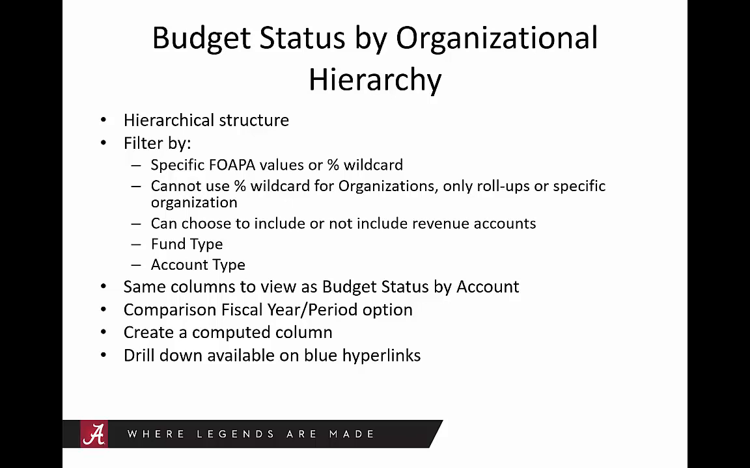You can choose whether to view revenue accounts in your query, and you may also filter by fund type and/or account type. Users can choose to view the same columns we reviewed for the budget status by account. This query also has a comparison fiscal year and period option, and you can create a computed column here as well. Drill down is available on any blue hyperlink field.